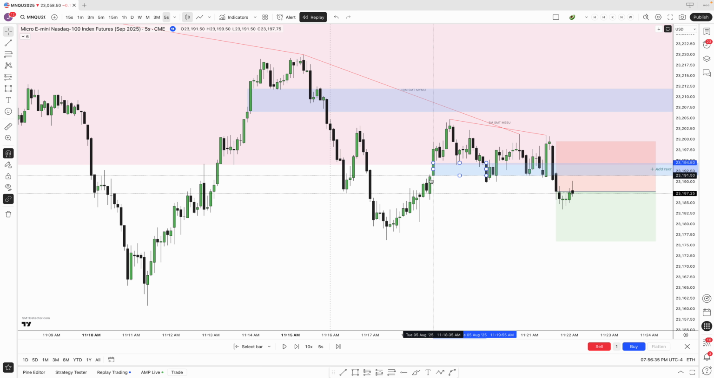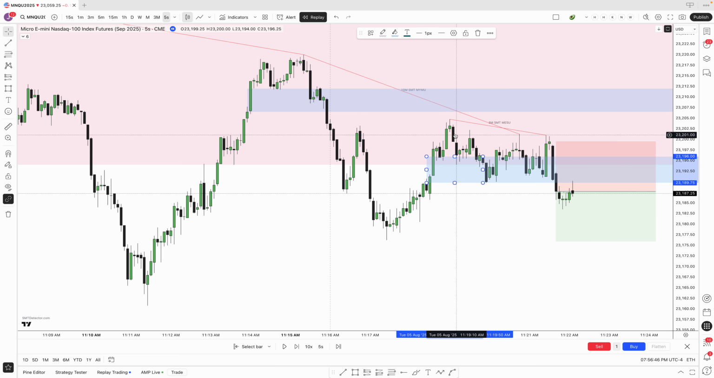Okay. You can use this fair value gap and this mitigation block. Okay, high, low, lower high. The lowest point in between is the mitigation block. And then price runs back up into that.